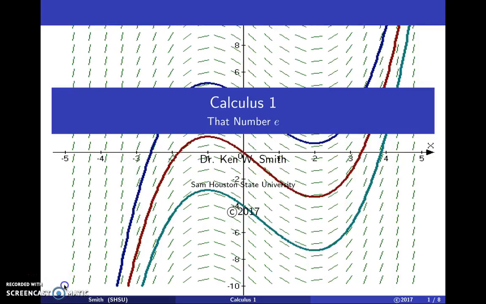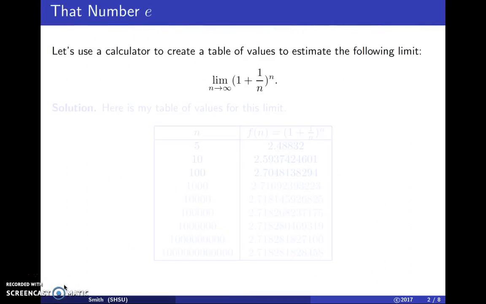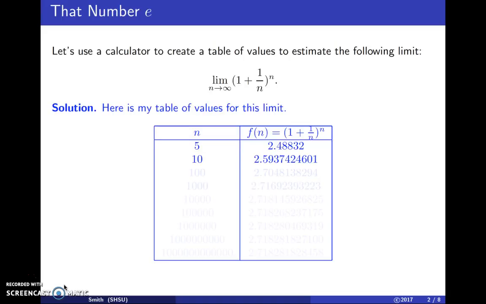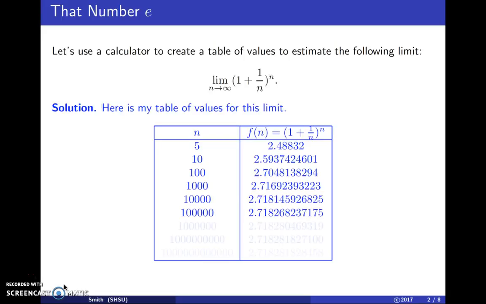I want to talk about that number e. Let's use a calculator to create a table of values to estimate this limit. If I start doing that and I let n be 5 or 10, I'll get the numbers on the right side, but I want n to go to infinity, so I want to stick in larger and larger numbers, like 100,000 or a million and so on.